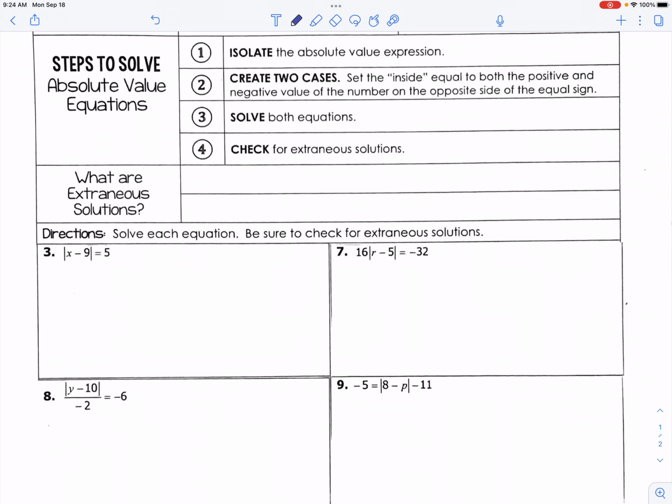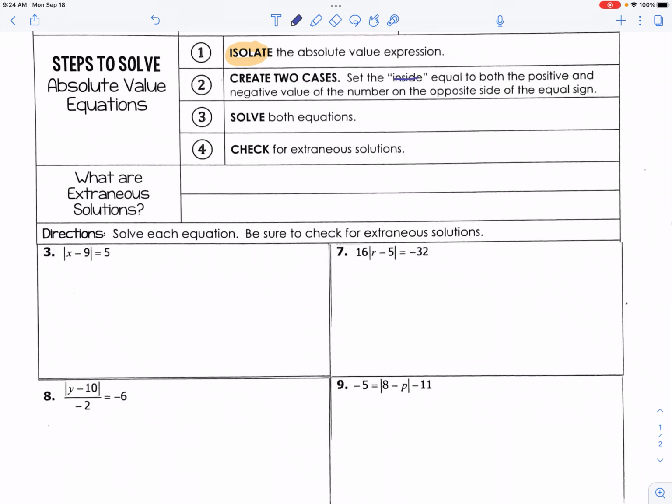So the steps that we're going to be taking to solve absolute value equations is as such. So number 1, we want to isolate that absolute value. We want to make sure that it's by itself. So just like we would isolate a variable in Algebra 1, we want to move things around by addition and subtraction and multiplication and division to leave that absolute value symbol or absolute value expression by itself.